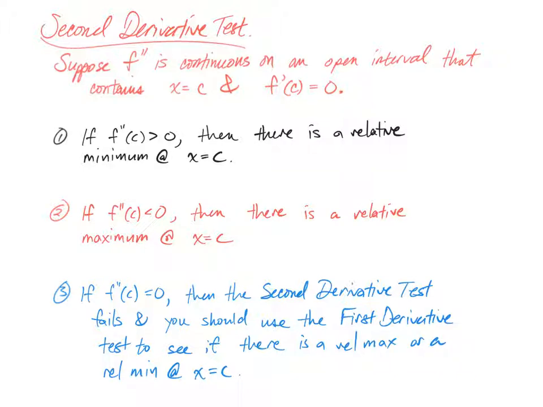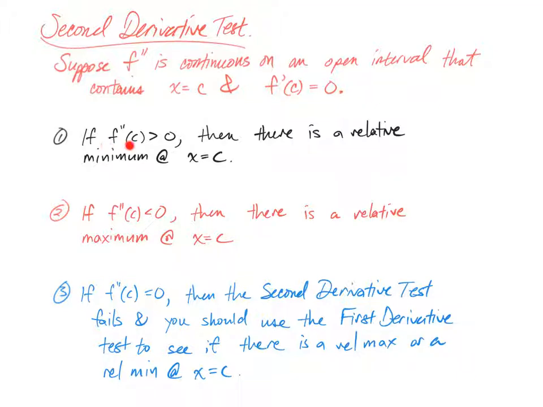So there are three different scenarios here. The easiest one to remember is if you have a critical value and at that critical value the second derivative is also 0, then the second derivative test fails, and then you have to backtrack and do the first derivative test. But the other two might seem a little counterintuitive at the moment, right?